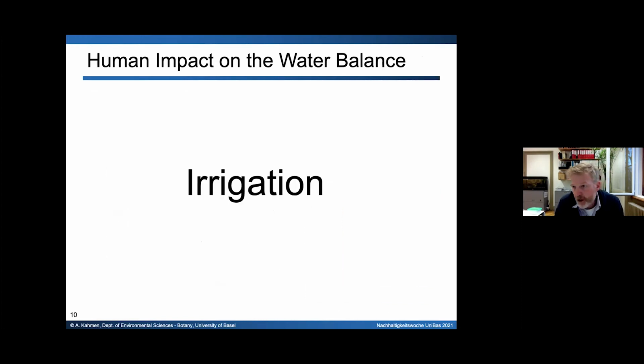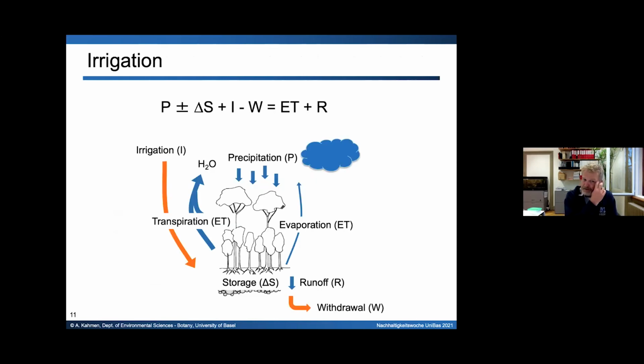Now, the second example of how we interfere with the water cycle is not through indirect measures by manipulating the vegetation that is actually consuming water, but by supplying additional water to the vegetation. So we actually have to expand our water balance equation by one more term here, which is irrigation, or actually withdrawal if you take water out of the runoff. So we're adding water to the system, or taking water out of the system for irrigation.